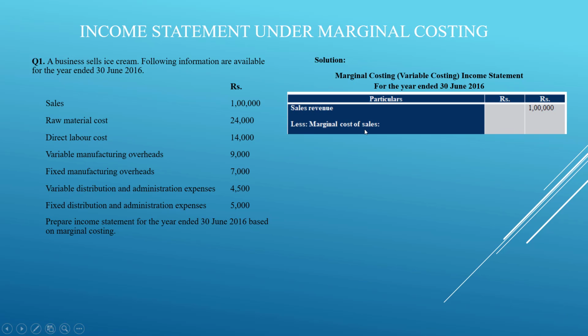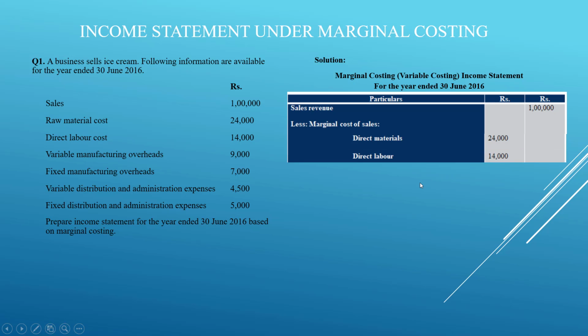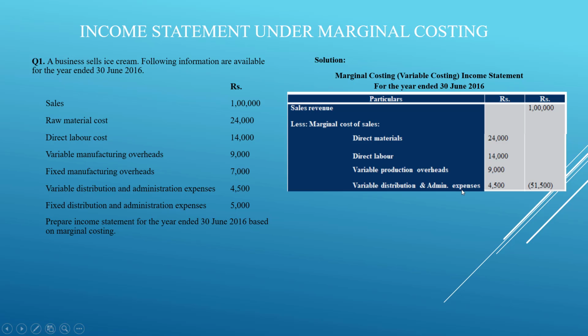So we'll see less marginal cost of sales. What will be included in the marginal cost of sales? We'll have raw materials, yes, direct materials. This is the one, that is 24,000. Next is direct labor cost, so we'll put 14,000 here. Next is variable production overhead. It has been written as production overhead, but you can change it to manufacturing overhead also, because in the question it has been given as manufacturing overhead. So change it to manufacturing overhead, 9,000. Next, variable distribution and administrative expenses. So we have 4,500 here.